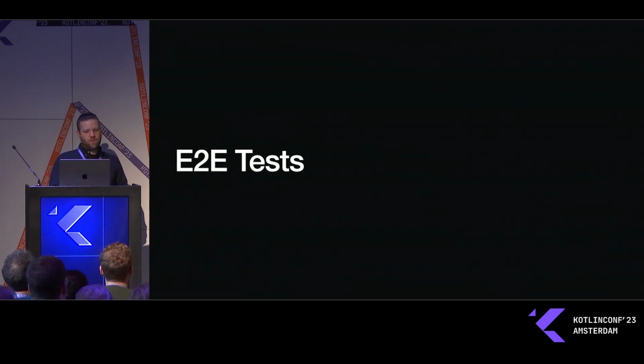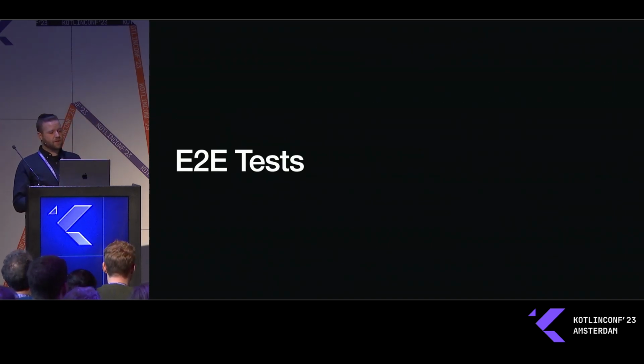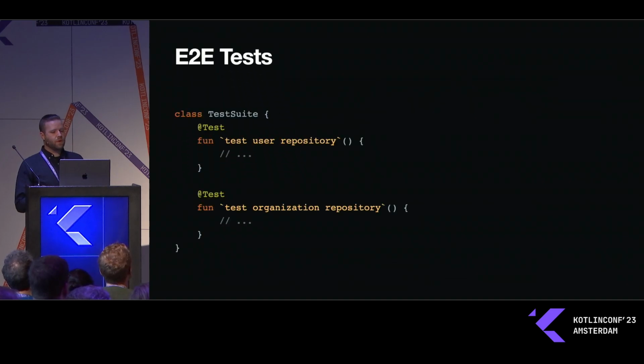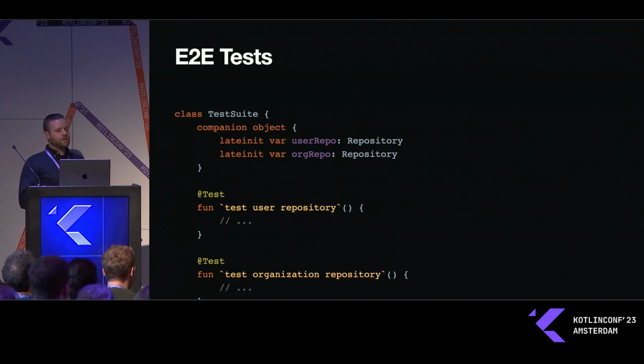And so what would this maybe look like in a test? Say we had some test suite that we were defining where we wanted to test both a user repository as well as an organization repository. And so we might need those defined in a companion object, so we only create them once during the test.